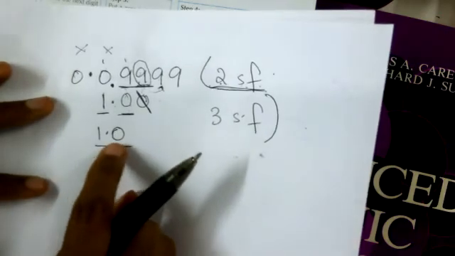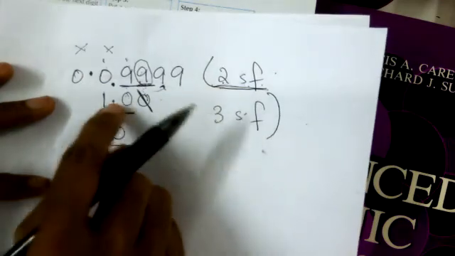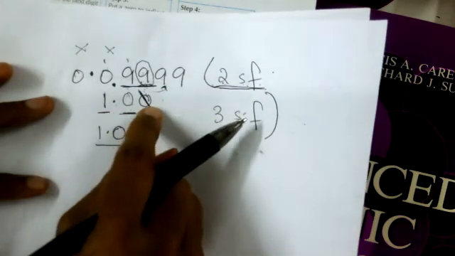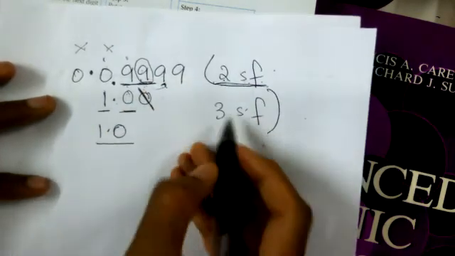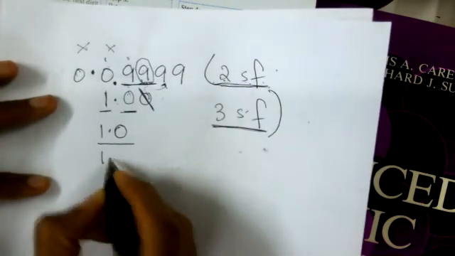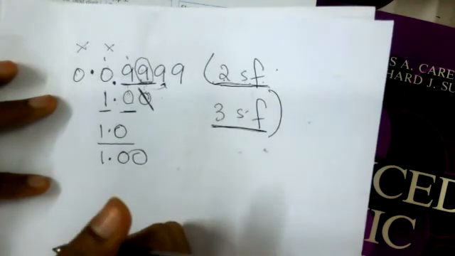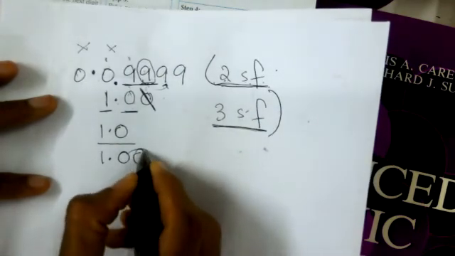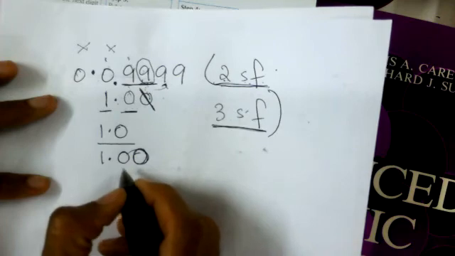Your answer cannot have more significant figures than is mentioned in the question. So you will not write 1.00, because what does that mean? That means you're giving 3 significant figures. Now, if they ask you for 3 significant figures, then the answer is going to be 1.00. Ma'am, the zeros after the decimal don't matter. I mean, 1.0 is the same as 1, and 1.00 is also the same as 1.